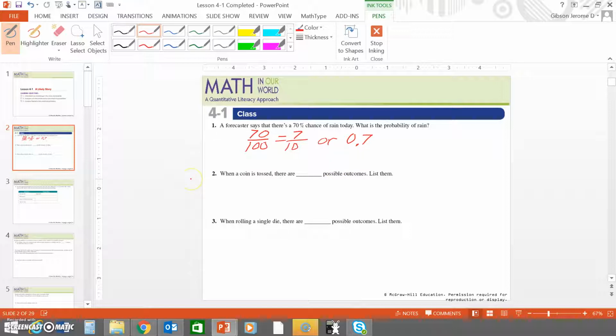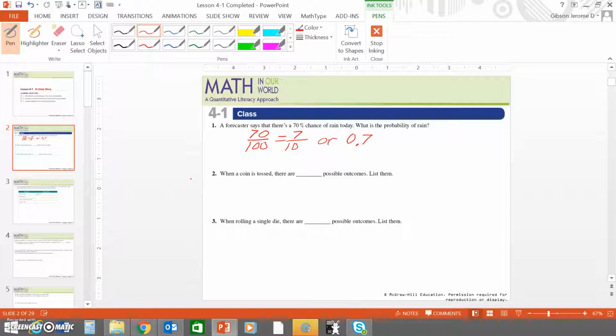Now we come here to problem number 2. Now remember, problem number 2 in your course pack starts on page 300. Before we get to problem number 2, there's a tan box at the top, and it says sample spaces. Processes such as flipping a coin, rolling a die, or drawing a card from a deck are called probability experiments. A probability experiment is a process that leads to well-defined results called outcomes. An outcome is the result of a single trial of a probability experiment.